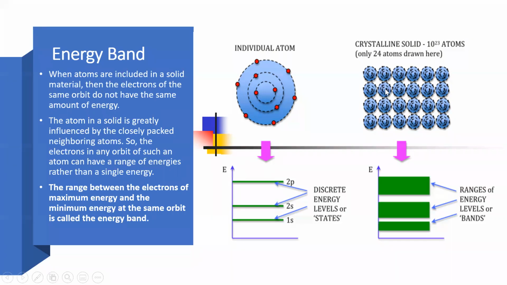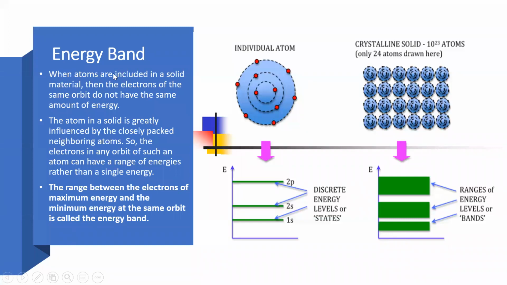For example, if we consider this atom as A and the neighboring one as B, then the electron in the first state, or the innermost energy level, will have a slightly different energy from the similar atom's electron in the first state, because they are pulled and pushed by neighboring atoms. So they do not have a fixed energy level. Instead, they may have slightly varying energy levels. So you cannot express that as a single energy state. You will have to express them as a range of energies, or a band.